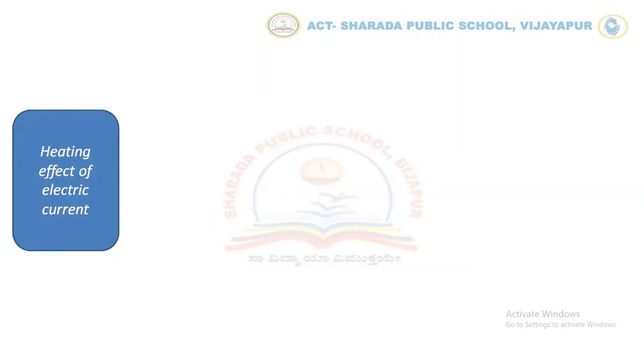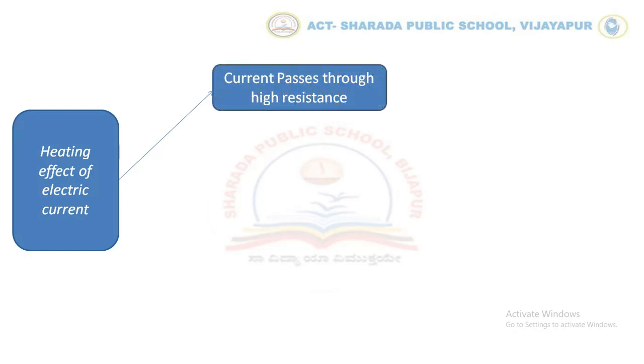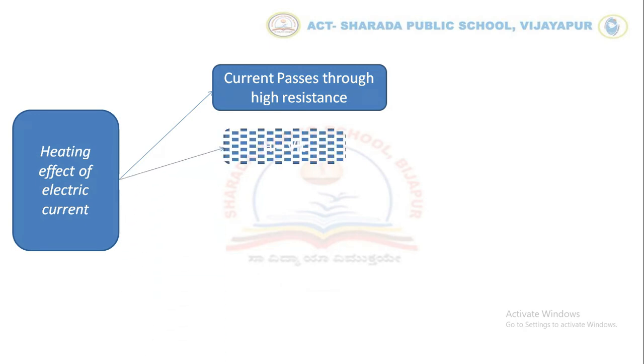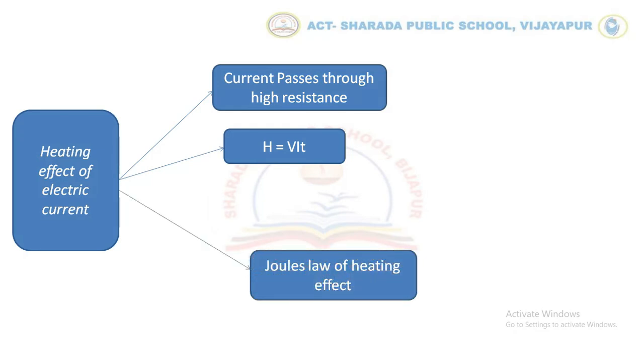Let us look at heating effect of electric current. When a current passes through high resistance, it becomes hot and produces heat. Its mathematical expression H is equals to V into I into T. It is also called Joule's law of heating effect. Heating effect of electric current depends on three factors.